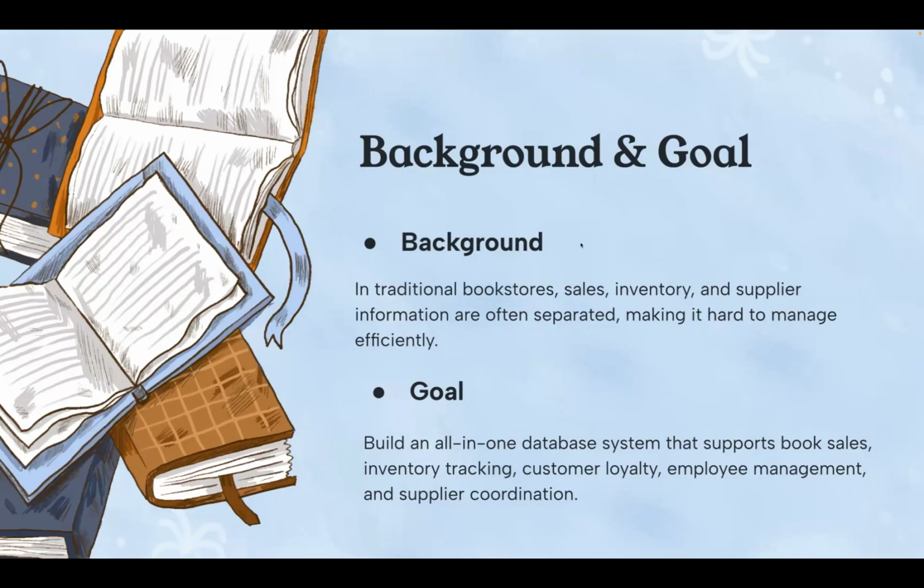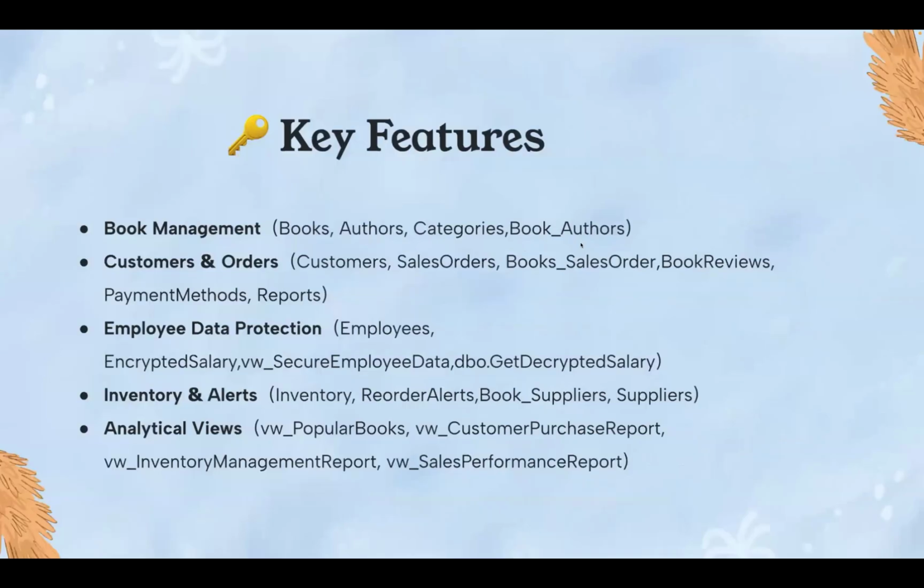So let me walk you through each of these 5 modules briefly. First, we have book management. We manage books, authors, and categories using books, authors, and categories tables. To support the many-to-many relationship between books and authors, we use a bridge table called book authors. This design allows more flexibility in managing author-book connections and classification.